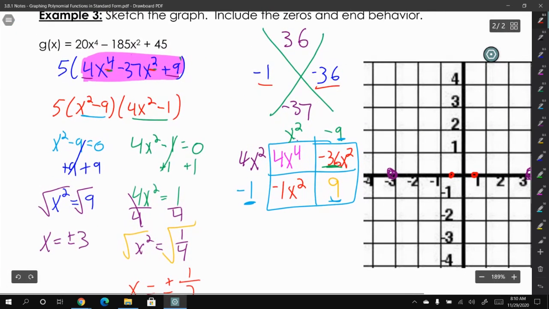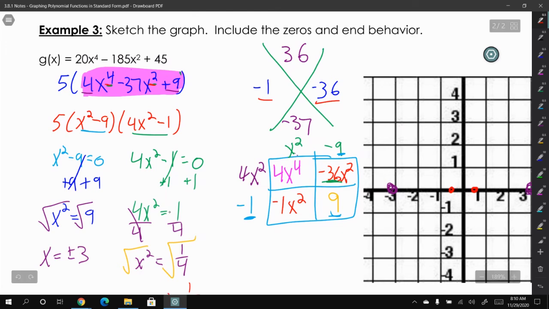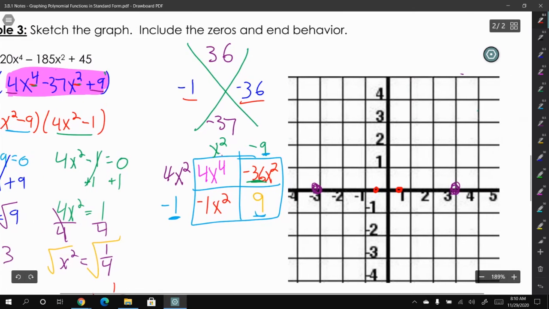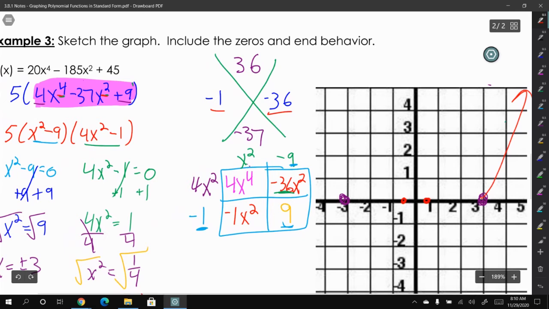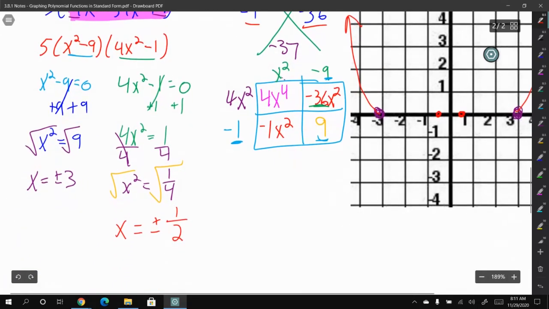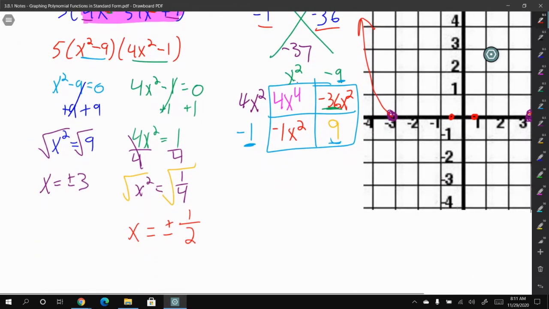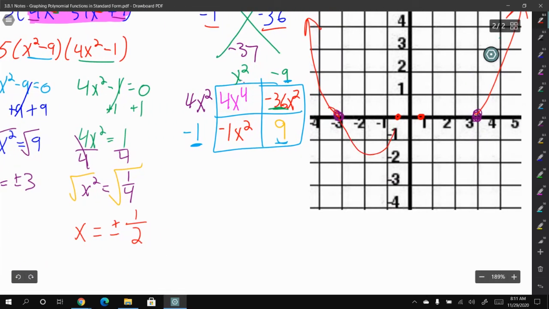If we look here, we have a positive leading coefficient, so the right side goes up. And if we look at the standard form version of it, we have a 4th degree, which means the ends go in the same direction. And we have no repeated zeros, so we're going to cross at all of our x-intercepts. So this one will look like a W.